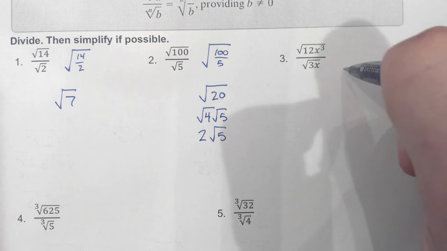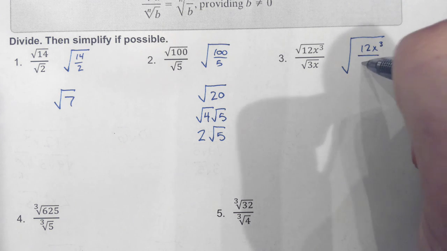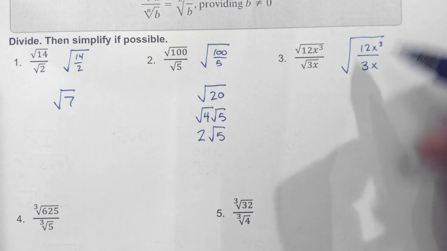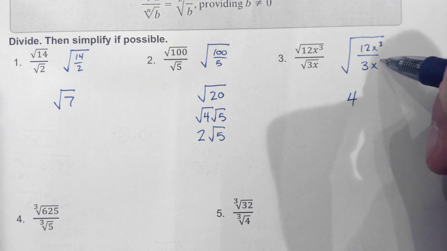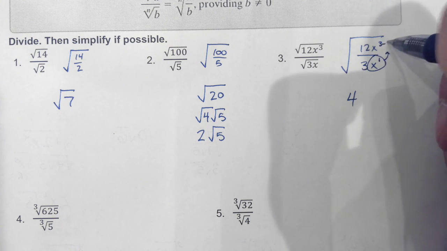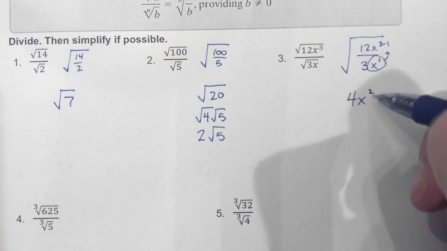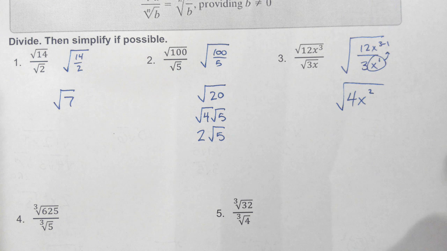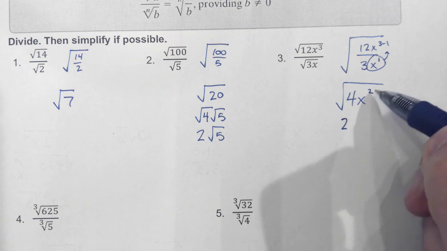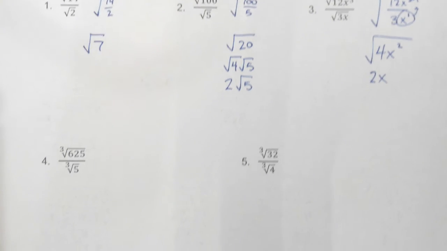Number 3, again, put it over a single radical, 12x cubed divided by 3x. So 12 divided by 3 is 4. X cubed over x to the first. Remember, move the smaller one and it changes the sign, so we'll be subtracting that exponent. Is 4x squared. So the square root of 4x squared, square root of 4 is 2. The square root of x squared is x. So that one just simplifies to 2x.